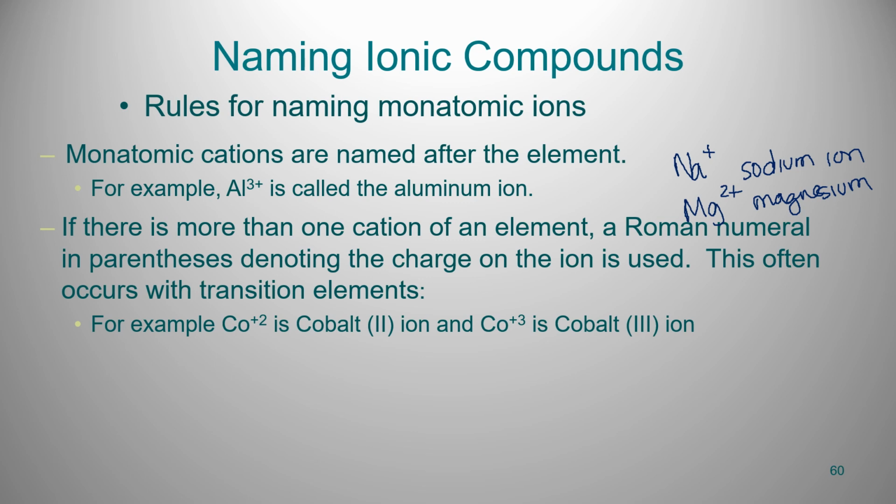So you can see here, where's my picture? Here we go. Okay, so the cobalt +2, since it's not in group 1A or 2A, we have to indicate that it's the cobalt 2 ion. Cobalt +3 then is the cobalt 3 ion.